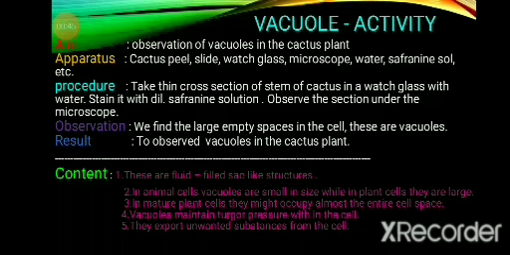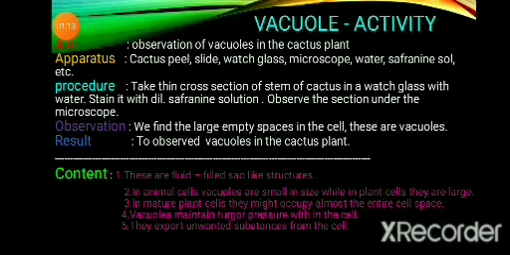Stain it with dilute safranin solution. Observe the section under the microscope. Observation: we find large empty spaces in the cell. These are vacuoles. Result: to observe vacuoles in the cactus plant. This is the vacuole activity.